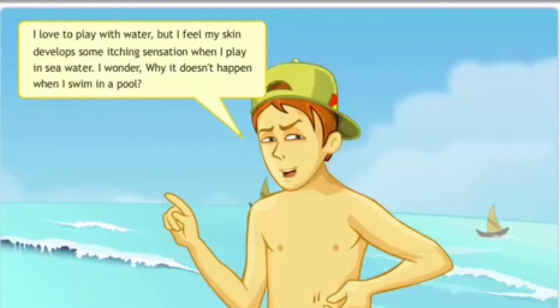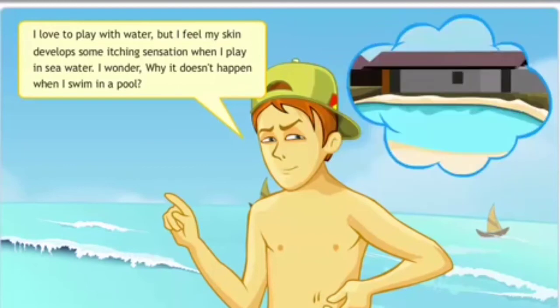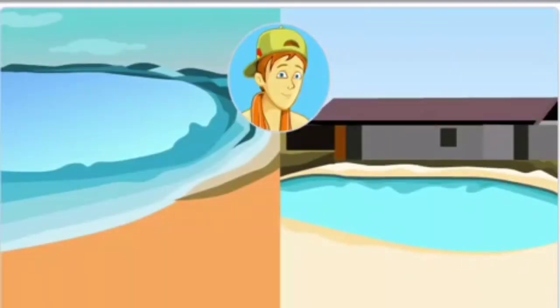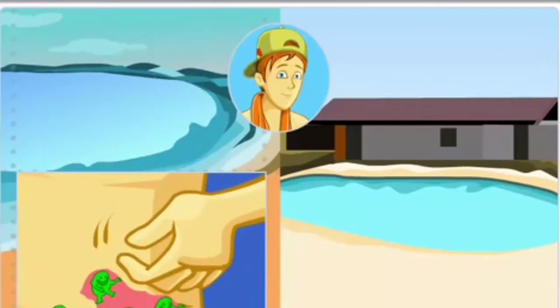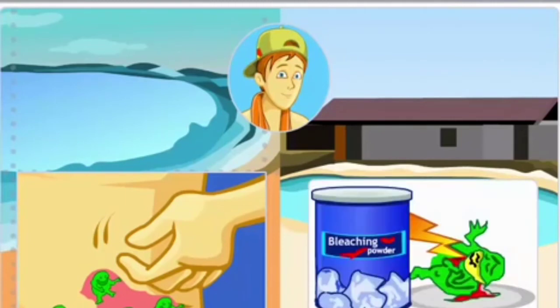Sometimes you may feel itching when you play with seawater, but it doesn't happen when you swim in a pool. Why does this happen? Actually, the swimming pool is treated with bleaching powder. It helps to kill the bacteria, germs, etc. present in the water. But what about seawater? Seawater contains many salts, so you may feel itching.